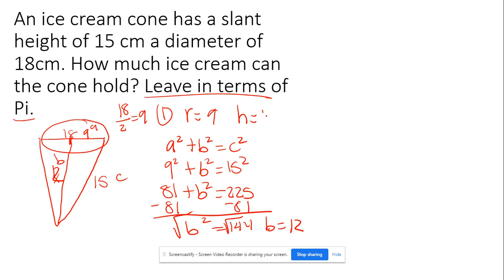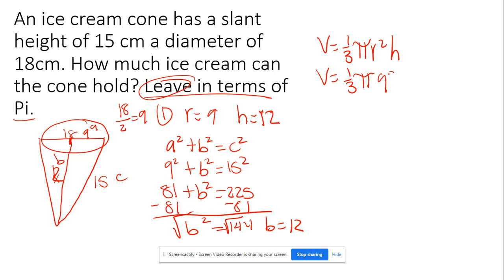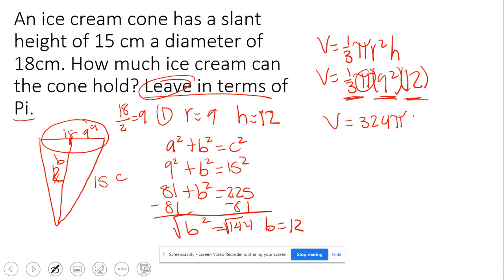So my height is 12. So volume is 1/3 pi r squared h. Volume is 1/3 pi. I'm leaving pi because it says leave in terms of pi. R is 9 squared. H is 12. So now I leave in terms of pi. All I care about is this number and this number in your calculator. Don't even worry about pi. So volume is, and you should get 324. And now I care about pi. Plug it in at the end. 324 pi centimeters cubed.